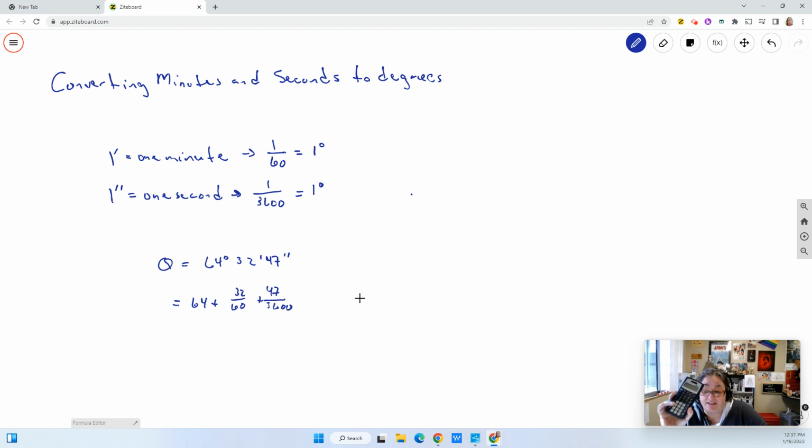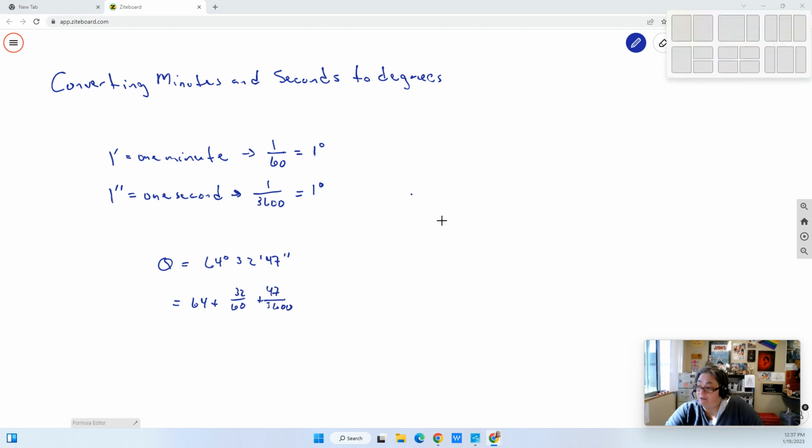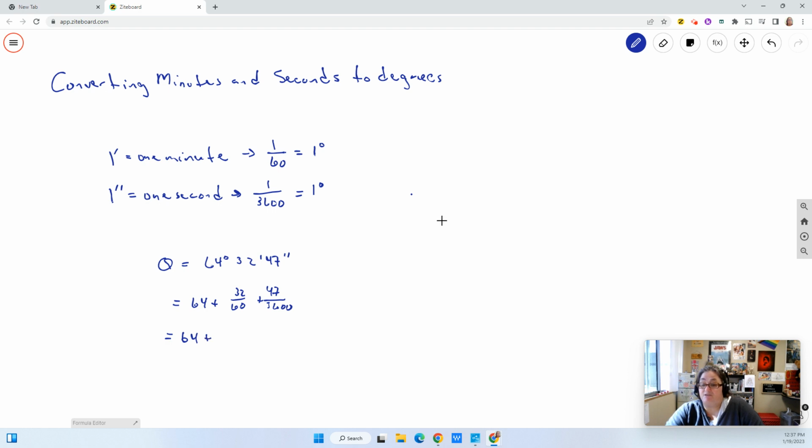And this is definitely calculator math here, right? So 64 is easy, but 32 divided by 60, just use your decimal answer. 32 divided by 60. Oh, it helps if I actually turn the calculator on before I start punching numbers into it. So this would be 64 plus, and you can round these, but for right now I'm going to put 0.5333. Doesn't matter how far I go with it, right? And then I'm going to go 47 divided by 3,600.